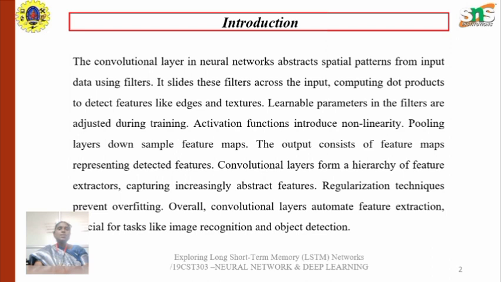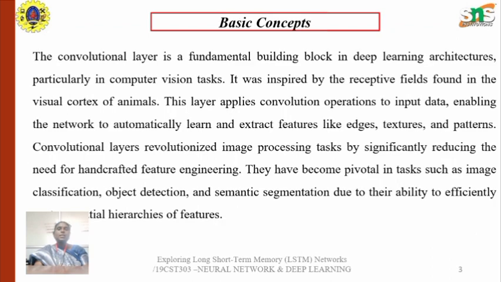The basic concept behind it is that convolution is a mathematical operation that applies a filter, also known as a kernel, to the input images or the feature map. It involves sliding the filter over the input and computing the dot product between the filter and the corresponding spatial region of the input. The feature map, or the output of the convolutional layer, represents the presence of specific features in the input.